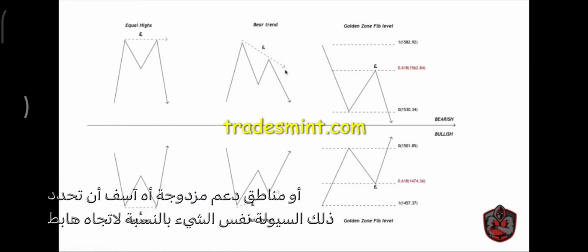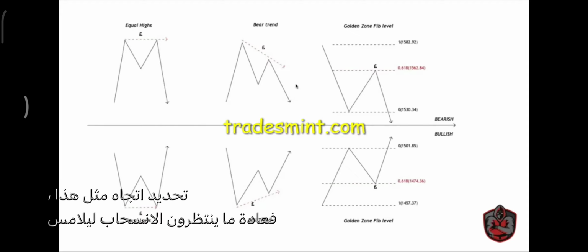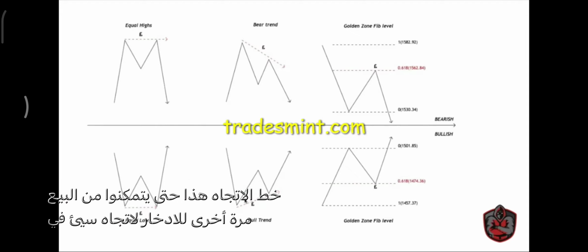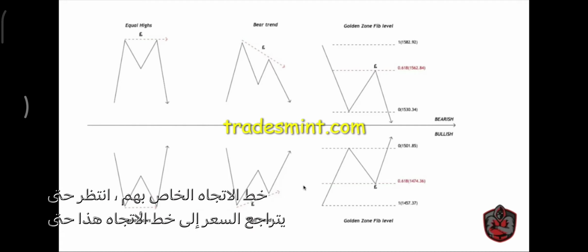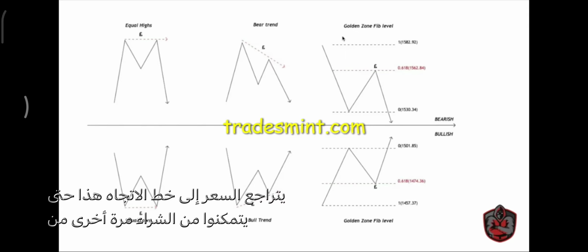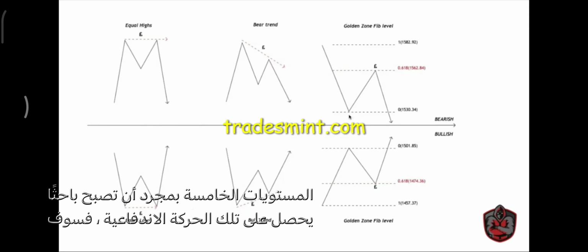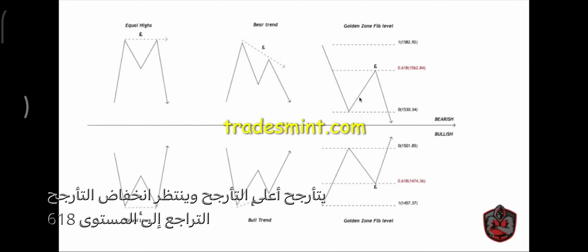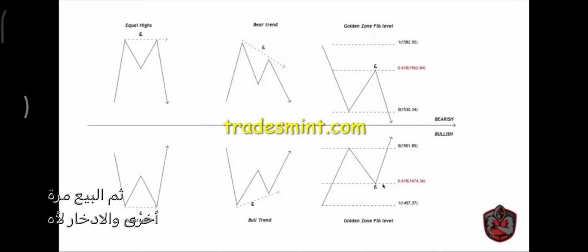Same thing for a bear trend. From a retail trader's perspective, when they identify a trend like this, they'll usually wait for the pullback to touch that trend line so they can sell off again. Same thing for a bull trend. They'll draw out their trend line and wait for the price to pull back to that trend line so that they can buy up again. Fib levels. Once a retail trader gets that impulsive move, they'll fib up the swing high and the swing low, and wait for the pullback to the 618 level to then sell off again. And the same for a bullish market.